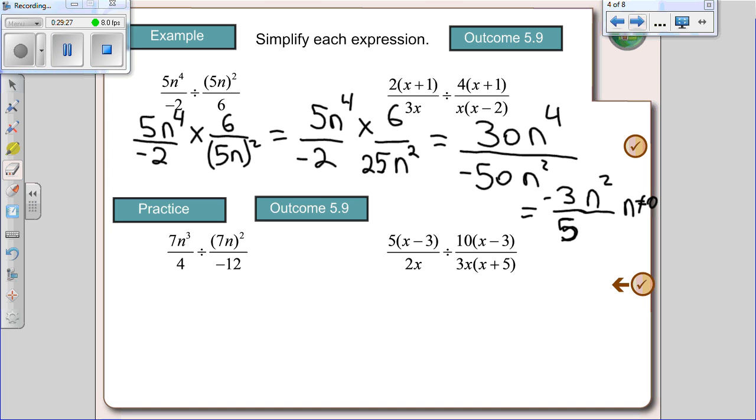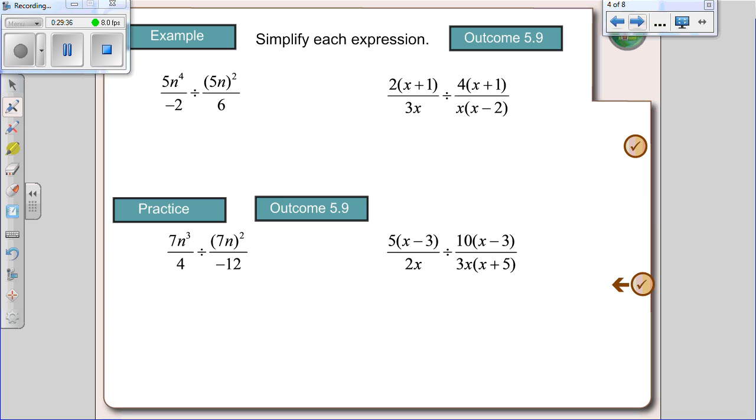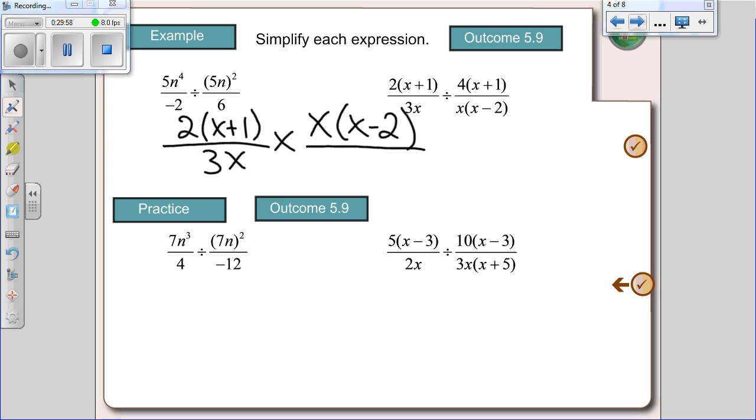So, first thing you look at it, you go, it's this fraction divided by a fraction. We don't like that, so how do we fix it? Kiss and flip. So we're going to change it to be 2 times x plus 1 divided by 3x times x minus 2 divided by 4 times x plus 1. You're going to multiply these two things together. You're going to get 2x, x plus 1, x minus 2. On the bottom, you're going to get 12x, x plus 1.